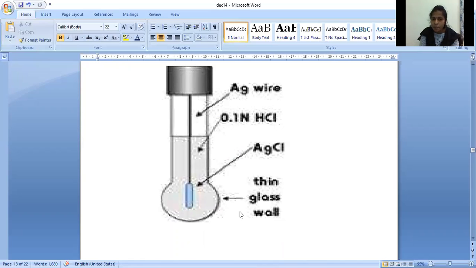When it is dipped in the solution of unknown pH, the glass membrane separates two solutions of different concentration. Inside we have one solution, hydrochloric acid, and outside we have another solution of unknown pH. So when this glass membrane separates two solutions of different concentration, a potential difference develops. That potential difference is EB. The membrane is acting as a boundary here, so it is the boundary potential difference, denoted by EB.